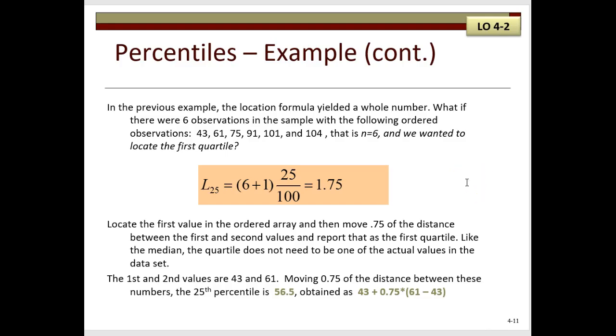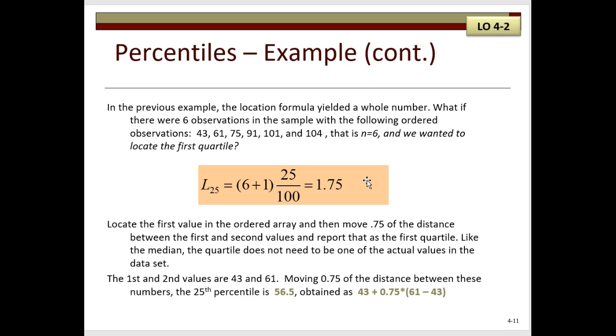So in our previous example, the location formula yielded a whole number. What would happen if we had an even number of observations and we wanted to locate the first quartile? So in this scenario, the first quartile would be at the 25th percentile. We get 1.75. And so we need to do some calculations to find the 1.75 position. So locate the first value in the ordered array and then move 0.75 of the distance between the first and the second values and report that as the first quartile.